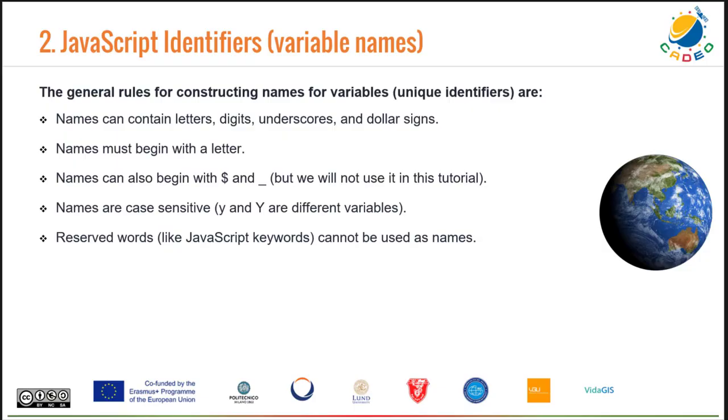JavaScript variables must have unique names called identifiers. Rules for constructing identifiers include: names can contain letters, digits, underscores, and dollar signs. Names must begin with a letter. Names can also begin with a dollar sign and underscore. Names are case sensitive. For example, lowercase y and capital Y are different variables. Reserved words, like JavaScript keywords, cannot be used as names.